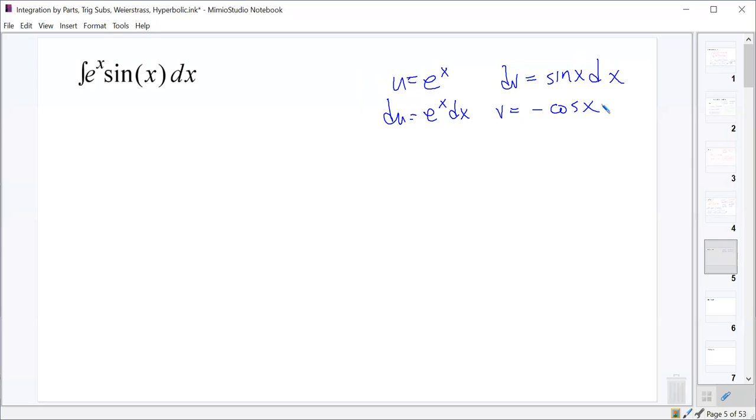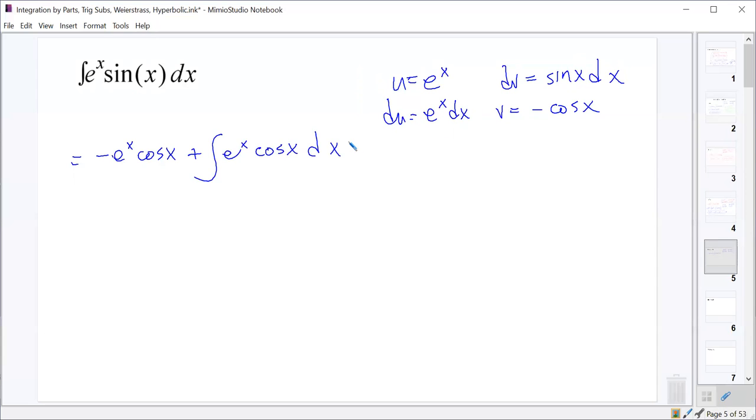So we've now got this equals what? Negative e to the x cosine x, right? u times v, negative e to the x cosine x. And then minus our integral of v du, which is minus the integral of negative cosine x e to the x. So could I throw the negative out there and just make that a plus, and then have this be e to the x cosine x dx? Everybody good with that?